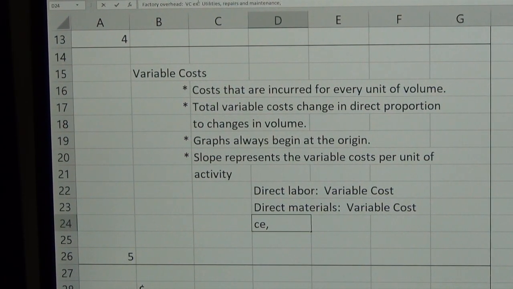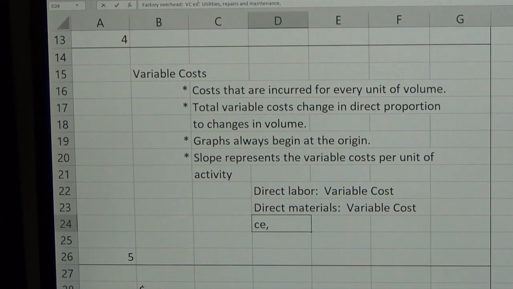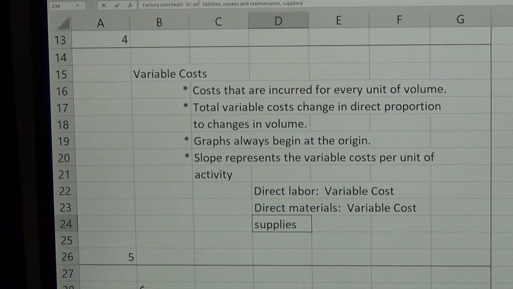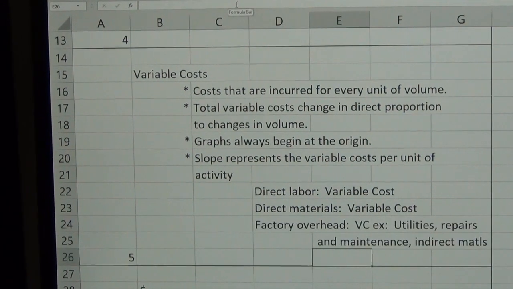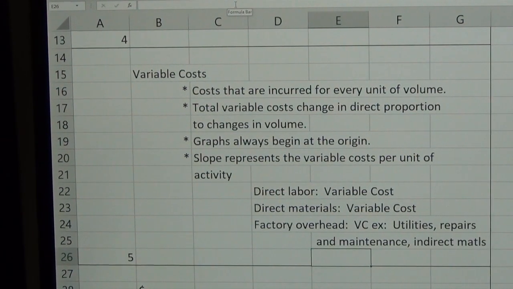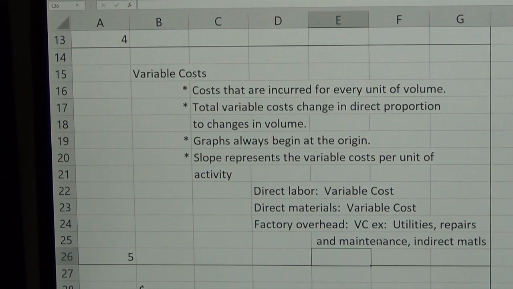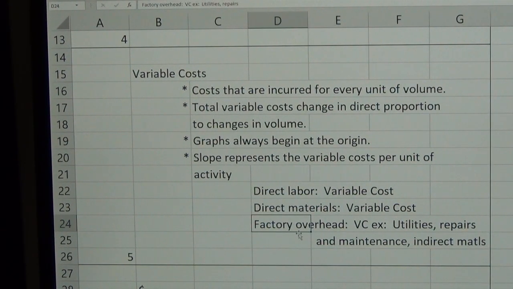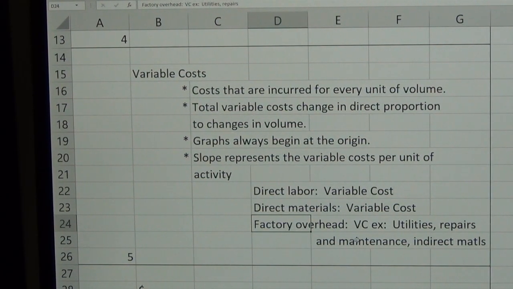And then, what other variable costs might we have? Maybe supplies, indirect supplies, or indirect materials. Let's do that, indirect materials. So from factory overhead, the variable cost examples would be utilities, repairs and maintenance, indirect materials. Those all would go in line with variable costs. Just so that you remember though, factory overhead will also have some elements of fixed, but for now we've just identified the factory overhead that is likely going to be variable.